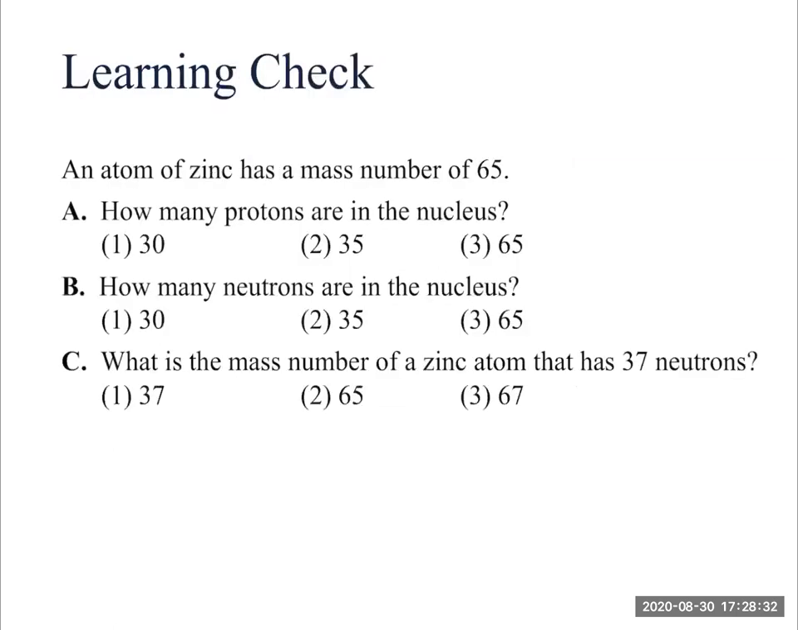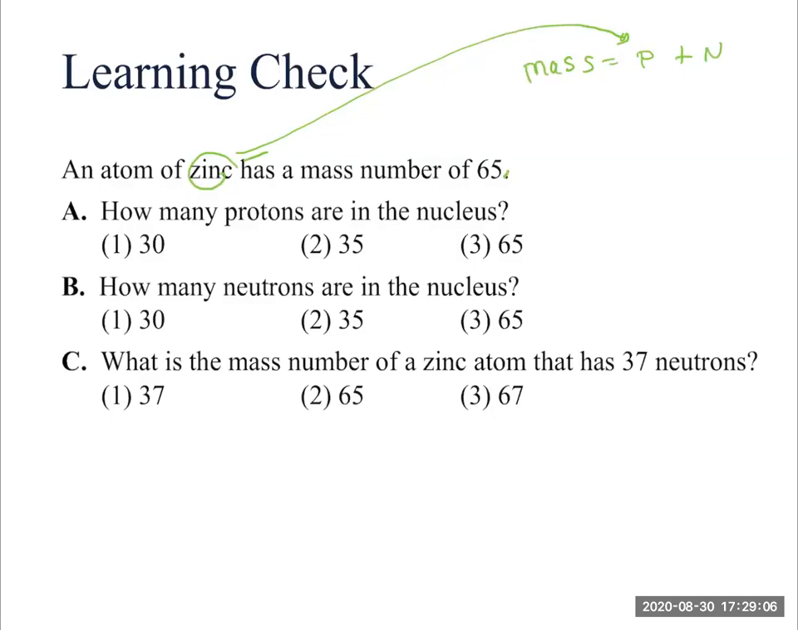I have another learning check, same idea. An atom of zinc has a mass of 65. So if it has 65, how many protons are in the nucleus? Remember that the mass equals protons plus neutrons. The fact that you know zinc means you know how many protons, because if you look at zinc, the atomic number equals the protons, and so on.